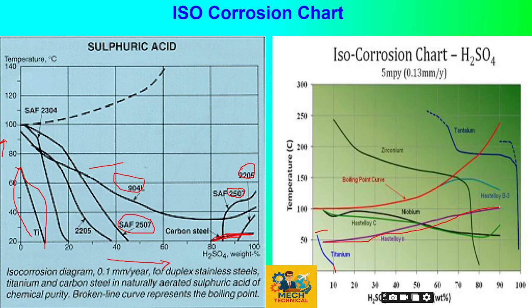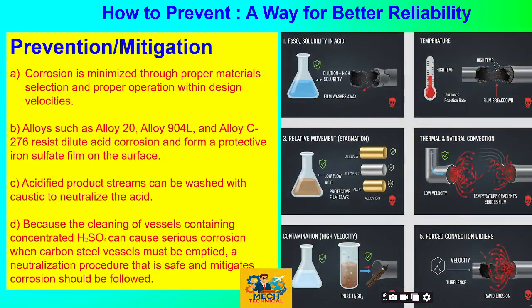Then alloy B, you can see this is the curve, and here for temperatures up to 50 to 100 we can use it for concentrations of 10 to 90%. Okay, and this is niobium, alloy C, you can see. So depending on our sulfuric acid concentration and our temperature, we have to select our metallurgy, like zirconium, tantalum. Likewise, we have to select a metallurgy for sulfuric acid services based on the temperature, sulfuric acid concentration and velocity.